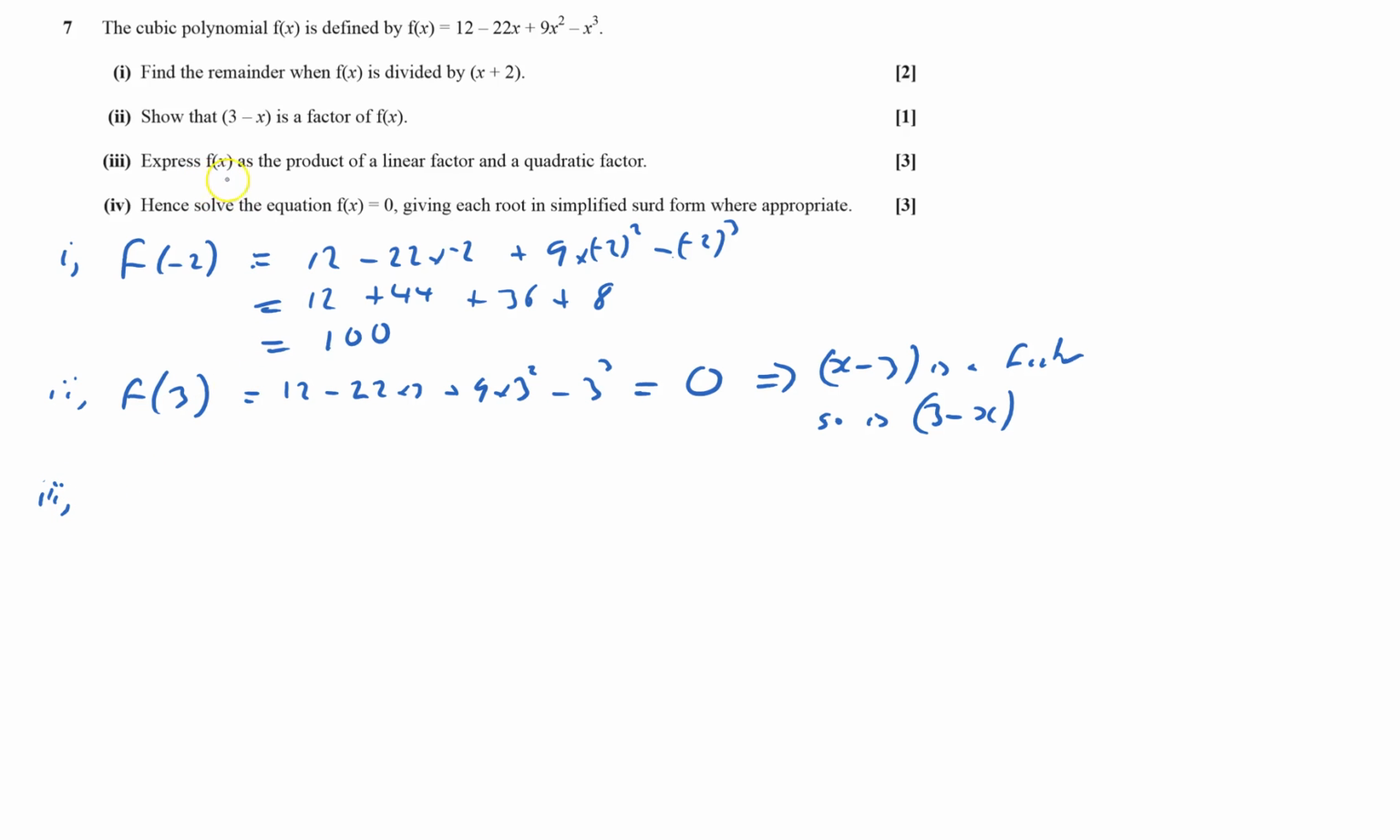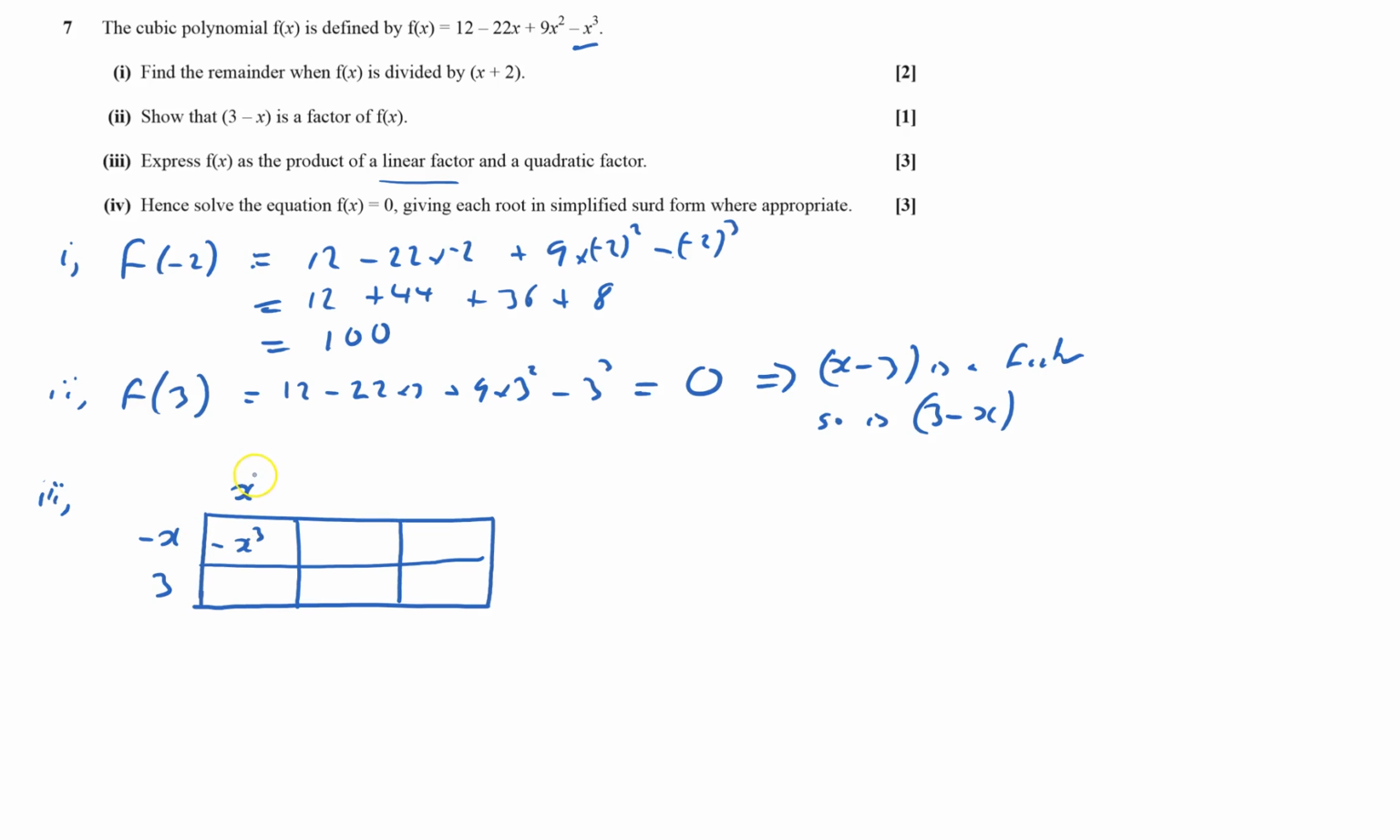Part 3. And express f of x as a product of a linear factor and a quadratic factor. So a linear factor, I've got 3 minus x. I'm going to put minus x plus 3, and I quite like this grid method of doing it now. So it's got to get quadratic, so I've got to get this. I need it to be minus x cubed, so I'm going to put minus x cubed in here.